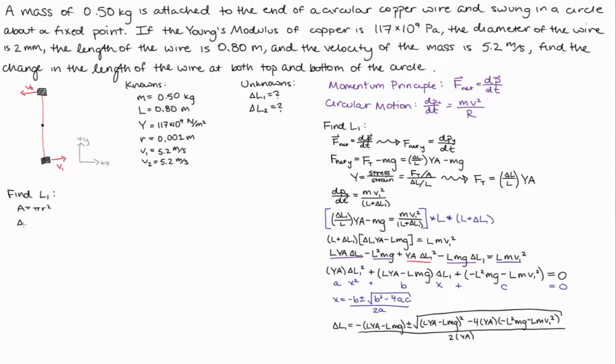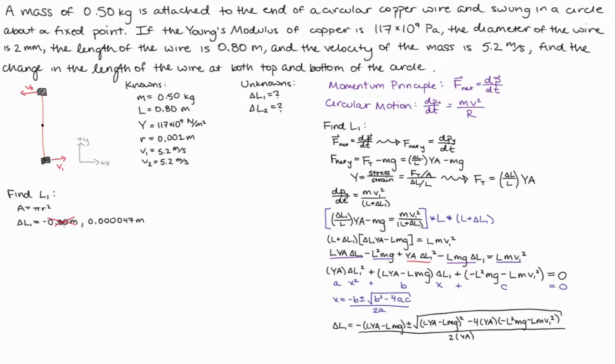We find that the two possible roots are negative 0.80 meters and 0.000047 meters. The physical implication of this first result would be that at the bottom of the circle, the wire is compressed to essentially length 0.